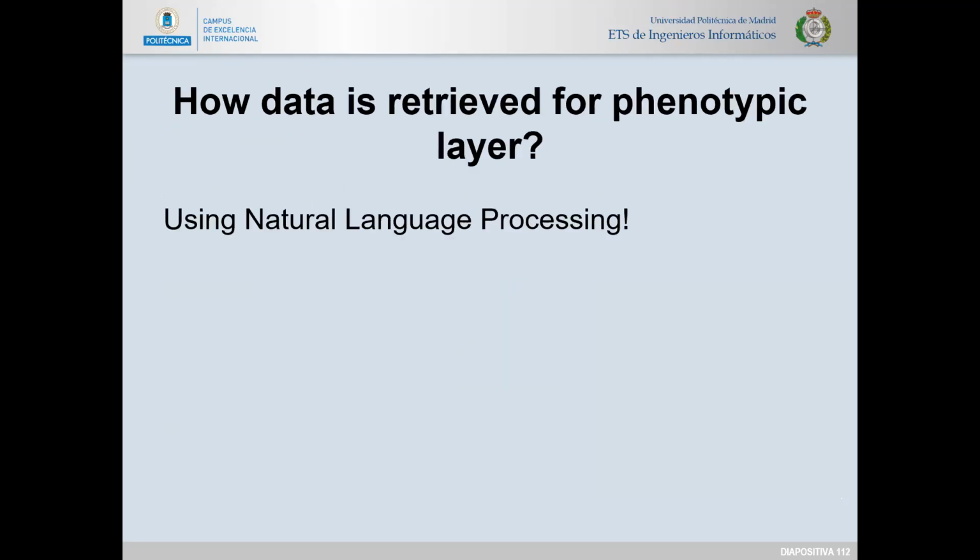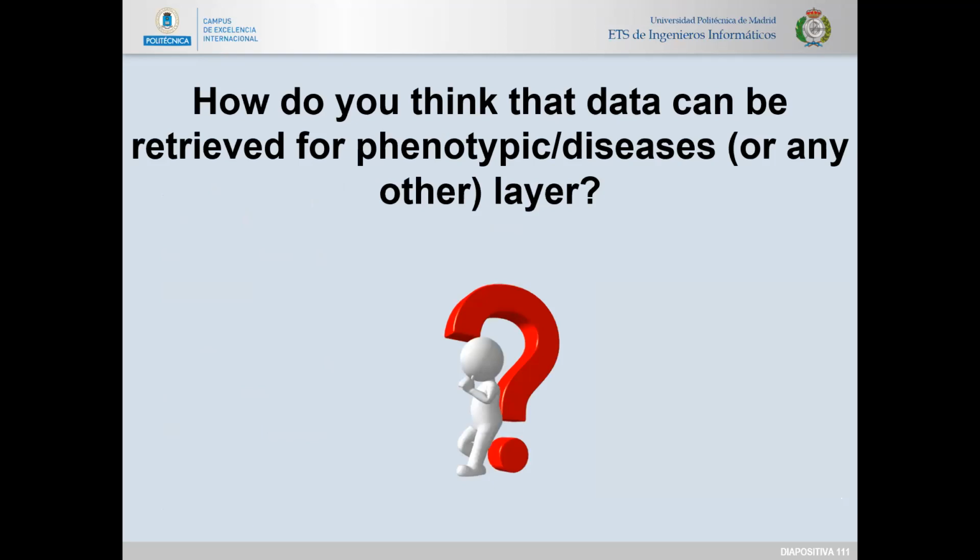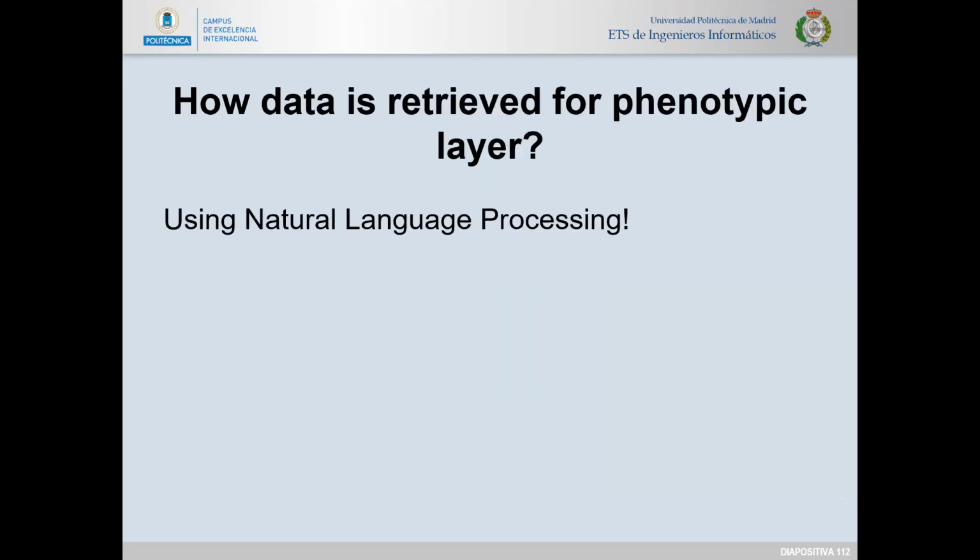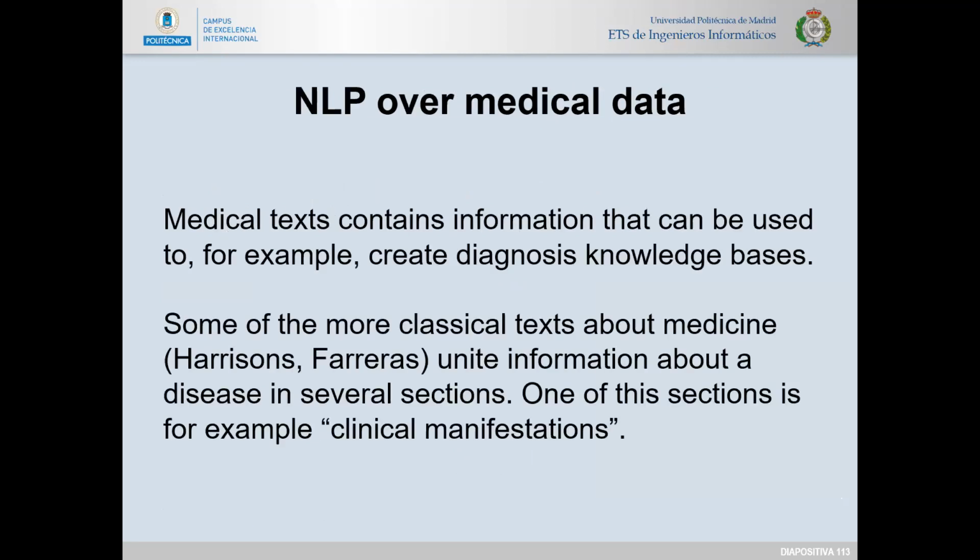So, the thing is, how do you think the data can be retrieved? I will answer directly. For the phenotypic layer, what we used was natural language processing. The idea is that the medical text contains information that can be used to create, for example, diagnostic knowledge bases. We were talking about this diagnosis problem where we need the relationship between the diseases and the symptoms, or the findings or any information that can be used to diagnose the disease.